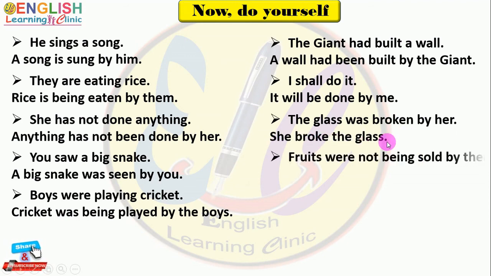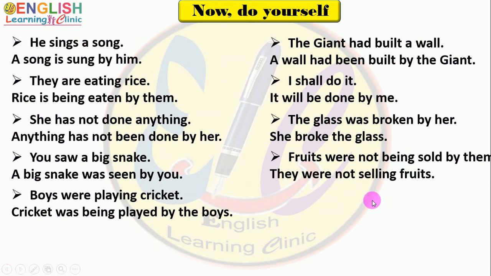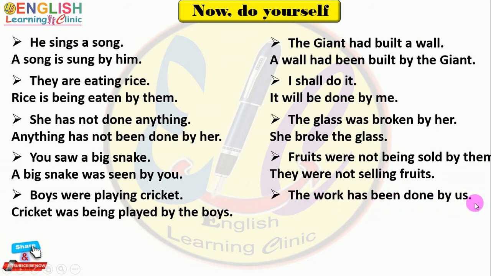Fruits were not being sold by them. Here it is also in the passive form, that is be verb and the third form of the verb sell. So make it active. The active form will be they were not selling fruits. The work has been done by us. This is also in passive form, that is the be verb and the third form of the verb do. Active form is they have done the work.